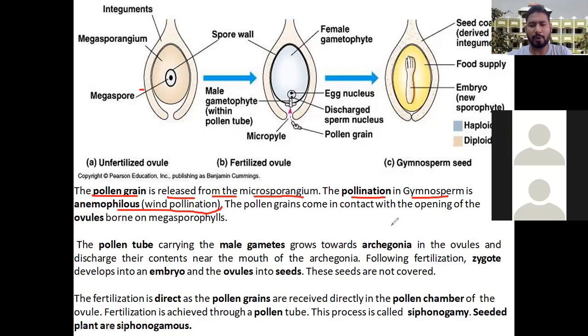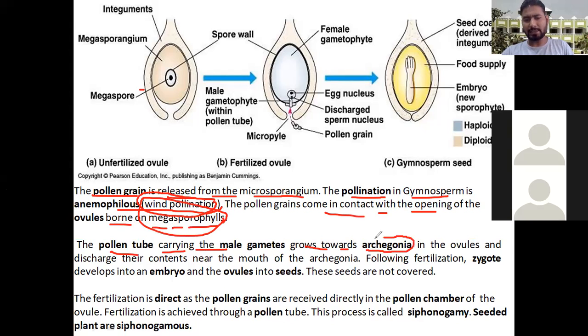So the pollination in gymnosperm is anemophilous, that is, wind pollination. The pollen grains come in contact with the opening of the ovule, that is the micropyle, on the megasporophyll or megasporangium. The pollen tube carrying the male gametes grows towards the archegonia. When they arrive, they start to grow and reach the archegonia in the ovules and discharge their contents near the mouth of the archegonia.